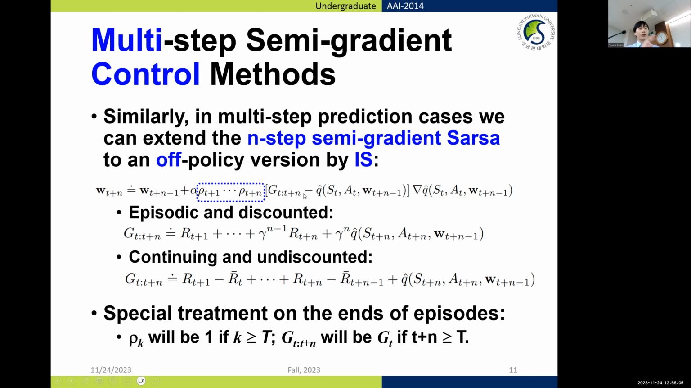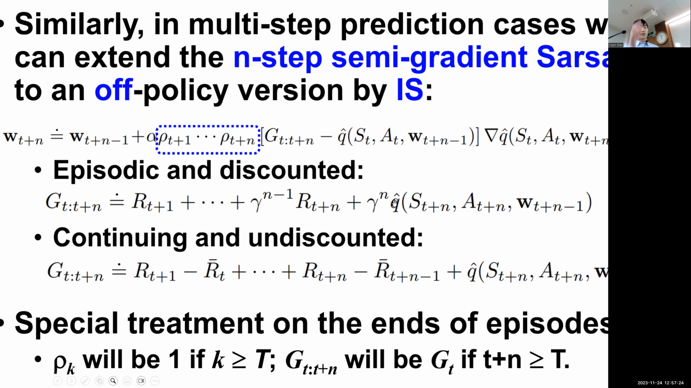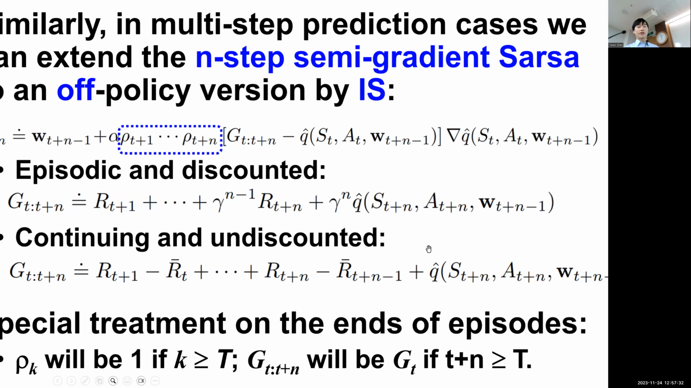As I mentioned, this G_t:t+n will have this shape. If you remember the n-step SARSA, it will not be strange to you. It is just a multiple n-step return with discounting. And the last item will be the current state's action value, discounted. For the continuing and undiscounted setting, you just use the differential return.